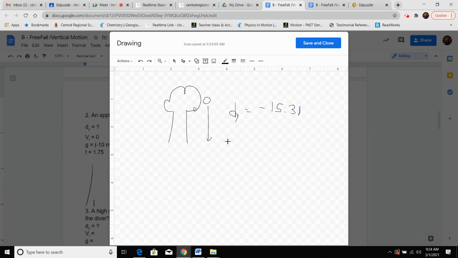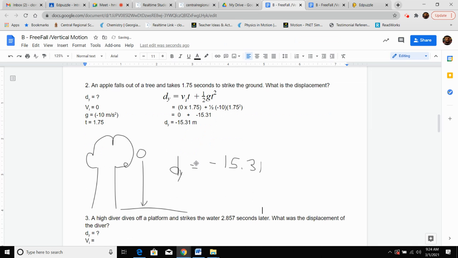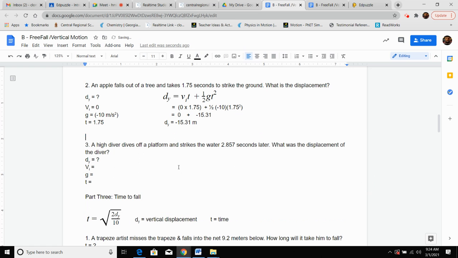But if it asks you what the height is, well, if this is the ground, how high was the apple before? It would just be positive 15.31. Okay. So we don't need that. We're going to delete that piece. But that's going to be like, if a question asks how high up was it, and your answer is negative, if your displacement is already negative, then you can just drop the negative sign.